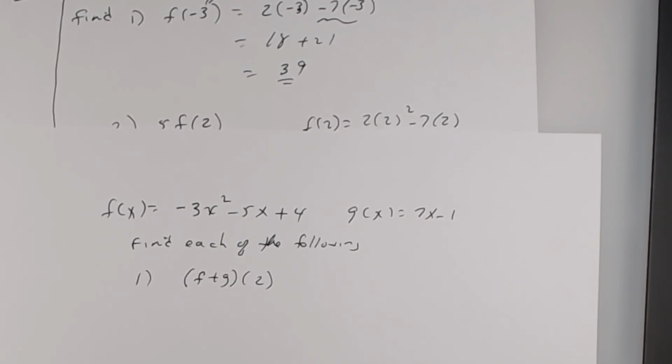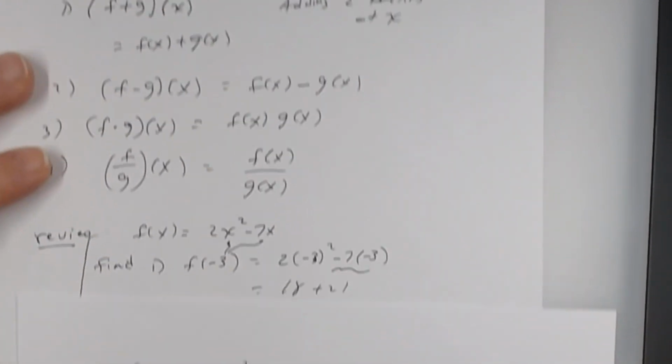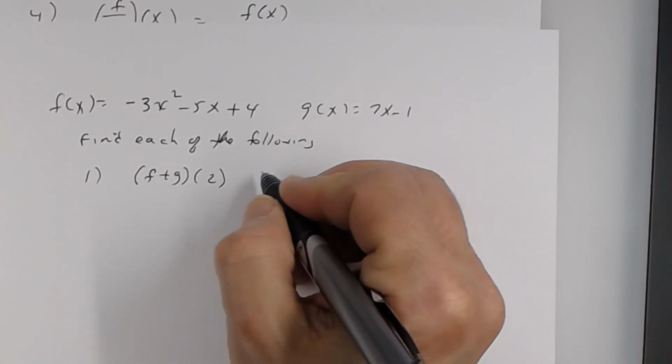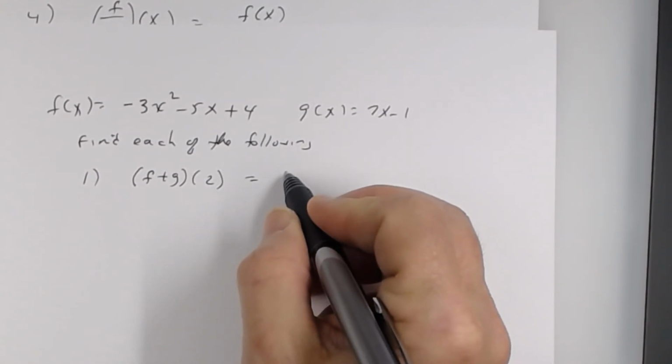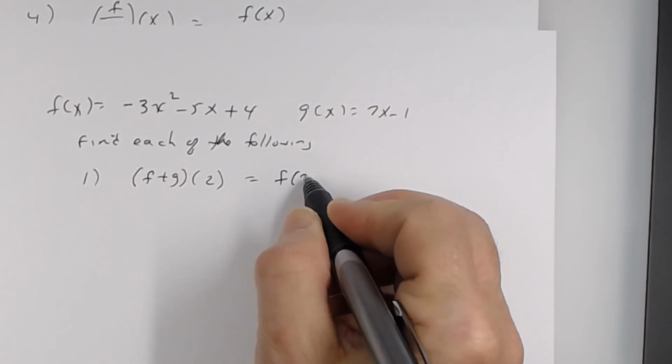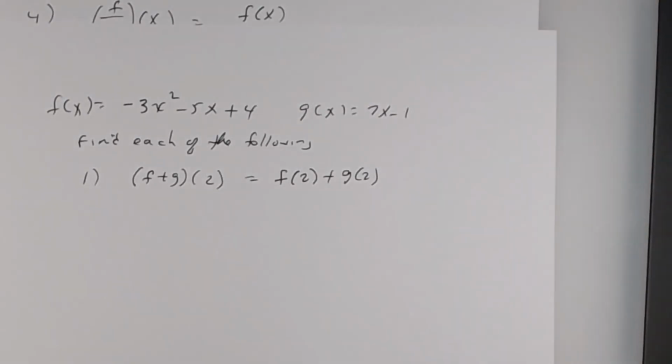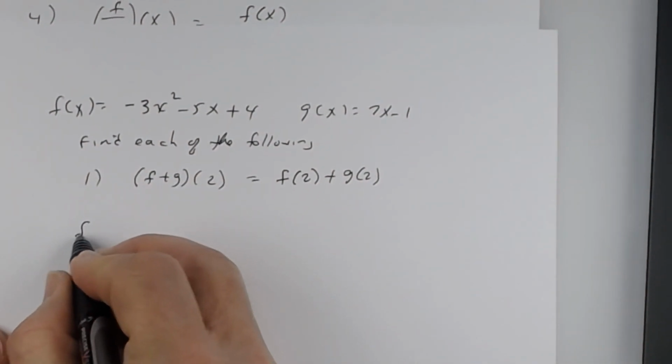Don't let that be difficult. You know how to rewrite this statement. How do you rewrite this statement using our definitions from right here? F plus g evaluated at 2 means the same thing as finding what? F of 2 plus g of 2. You find each one and then add them up. That's all that is. So let's find f of 2.